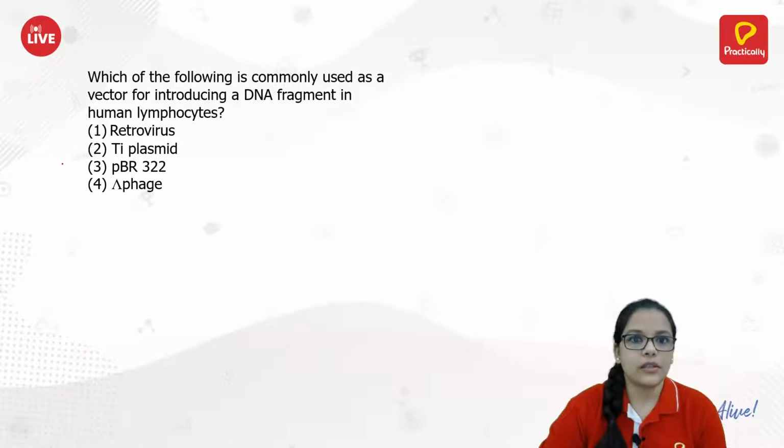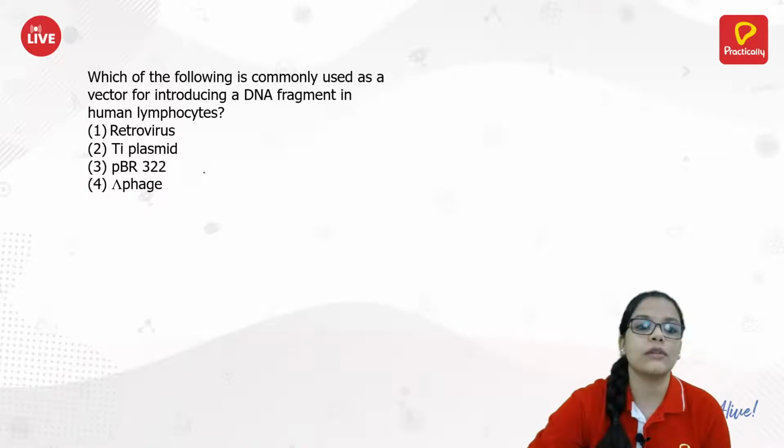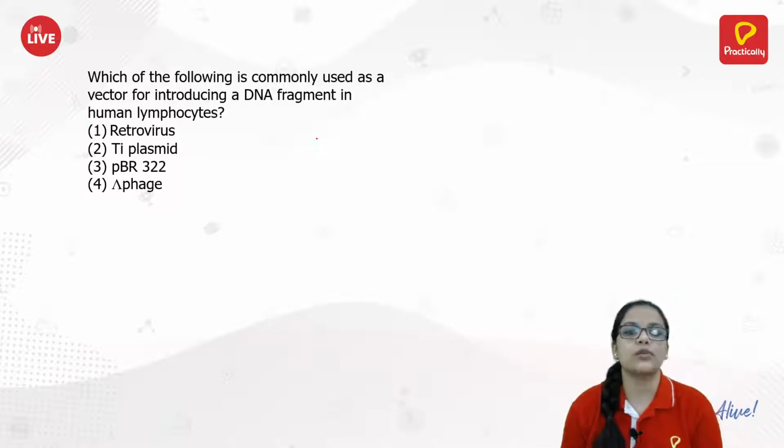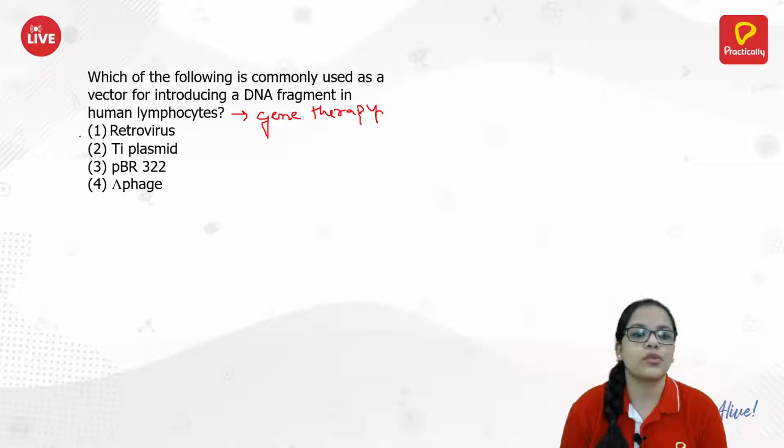Which of the following is commonly used as a vector for introducing DNA fragment in human lymphocytes? See, human lymphocytes is mostly used in gene therapy. Okay, and for gene therapy, the most common organism which is used is a retrovirus.